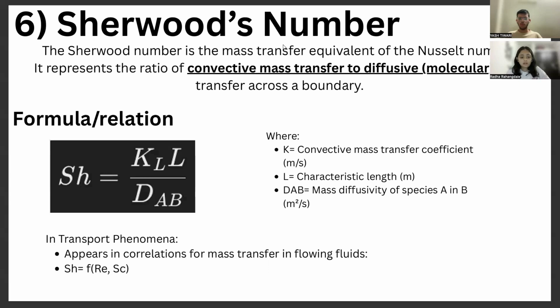So in mass transfer, we will see the Sherwood number. And Sherwood number is a function of Reynolds number and Schmidt number. Similarly, Nusselt number is a function of Reynolds number and Prandtl number.